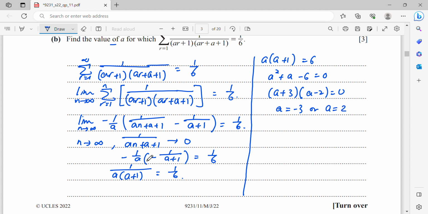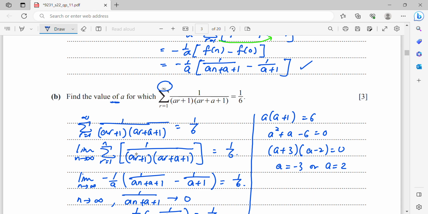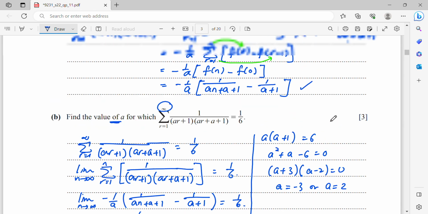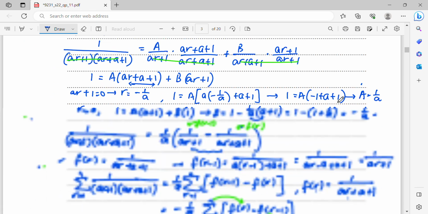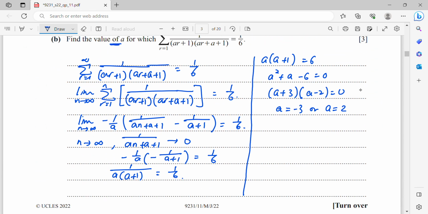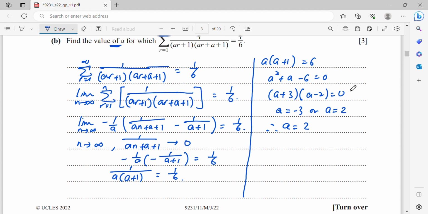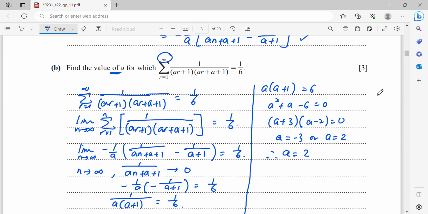But then now, the question says, find the value of a, means that you are just expected to get one a value. So how to choose this a? Refer back to the question. Let a be the positive constant. Alright, so from here, I know that my a is going to be 2. So this is the solution for part b.